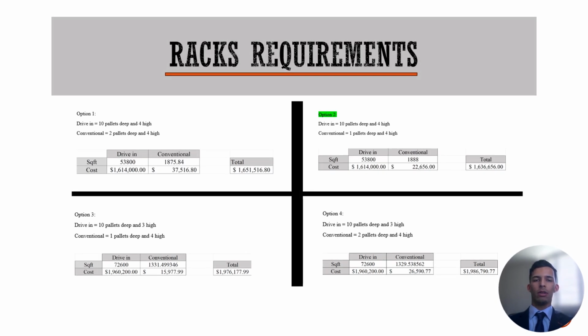Rack requirements. A small financial analysis was conducted to decide on the types and sizes of racks to utilize, aiming for cost efficiency. I divided the pallet capacity of each item across both types of racks, considering their respective capacities and cost. Option 2, which is a 10 pallet deep 4-level high driving rack and a 1 pallet deep 4-level high conventional rack, emerged as the best choice as it offered the lowest cost at $1,636,656 compared to the other options.